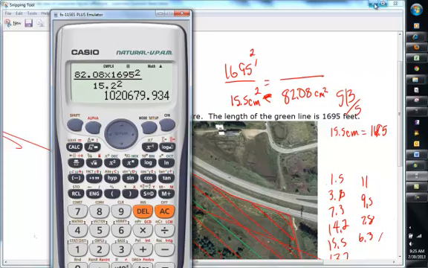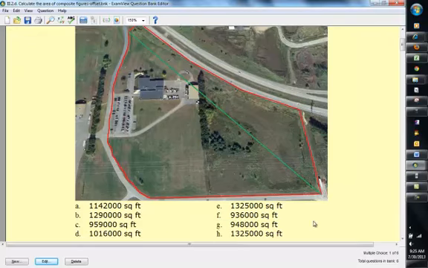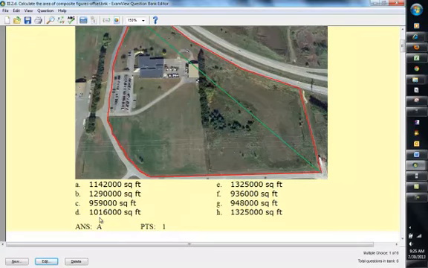1,020,679. It could be A or D. I think I'd have to accept either of those two answers, A or D. 1,060,279. It's actually a little bit closer to D, isn't it, than it is to A. But the answer key here says that A is the right answer. So I think I'd have to accept both A or D.